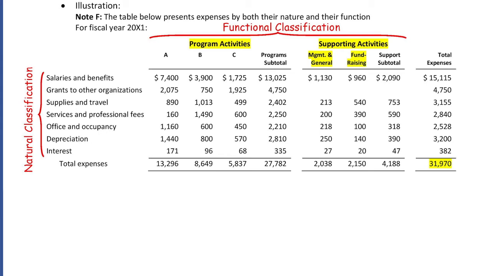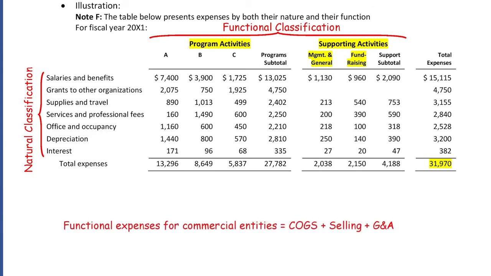So guys, now let's compare functional expenses which we have for not-for-profits with that of commercial entities. Functional expenses for commercial entities: we separate it out, right? COGS, plus selling, plus G&A. So that's the functional classification for all the operating expenses that we saw for commercial entities on the income statement.